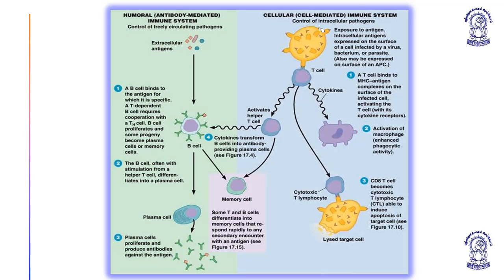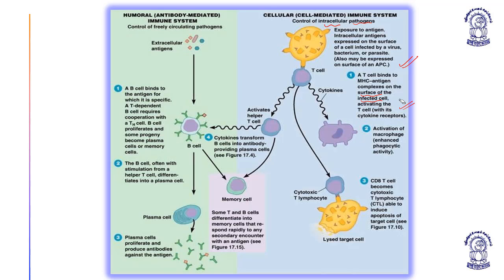Okay. The control of intracellular pathogens. Exposure to intracellular antigens expressed on the surface of a cell infected by a virus, bacterium or parasite, also called antigen presenting cells. First step, a T helper cell binds to the major histocompatibility complex antigen. MHC antigen is a complex of the major histocompatibility complex, meaning the immune system, and the antigen, on the surface of the infected cell, activating the T helper cells with the release of cytokine receptors.